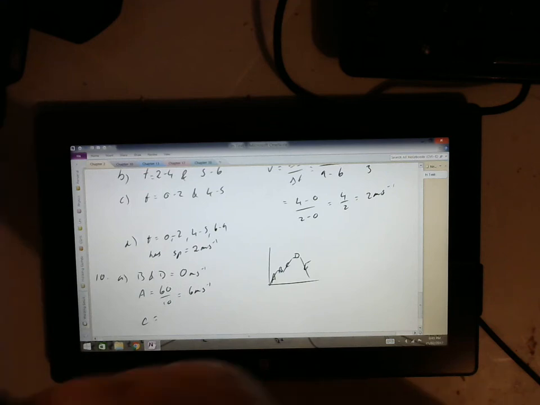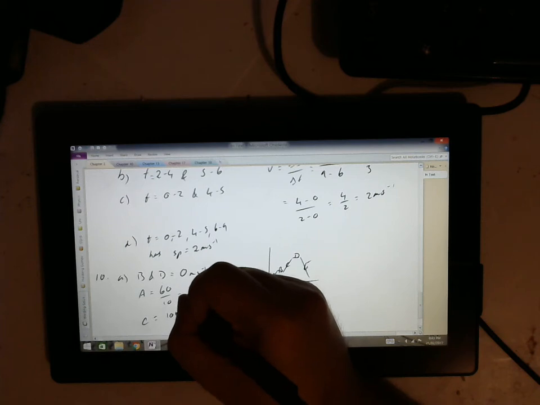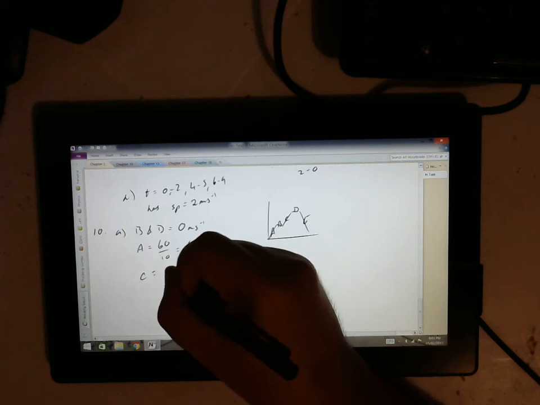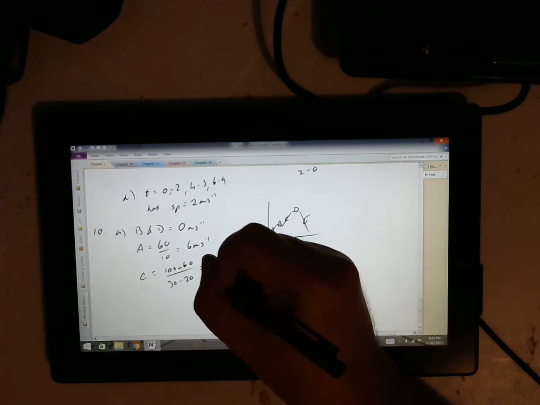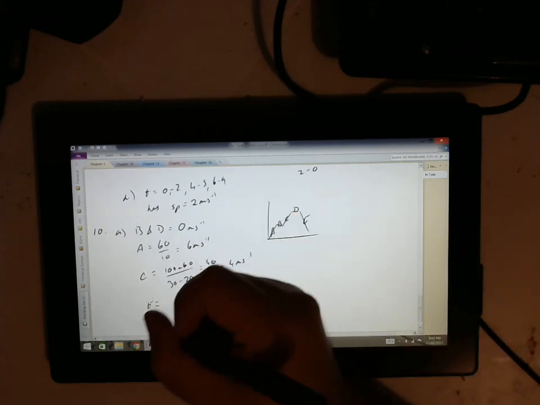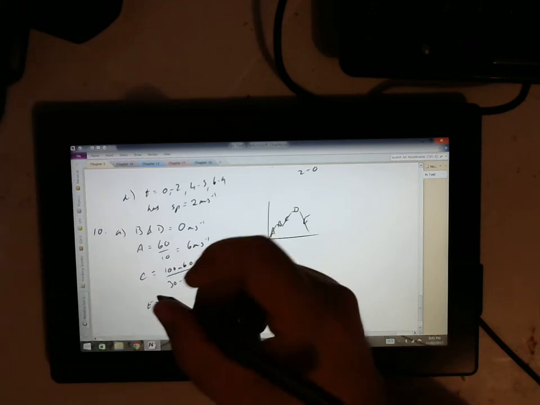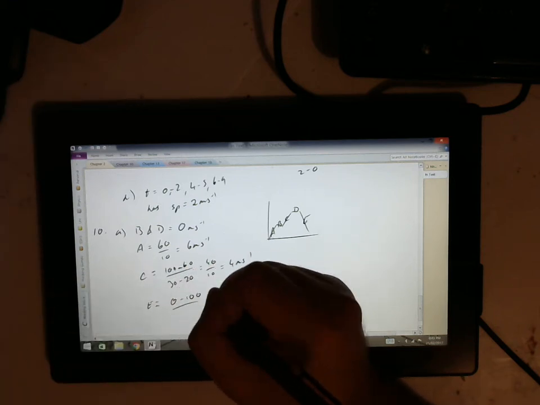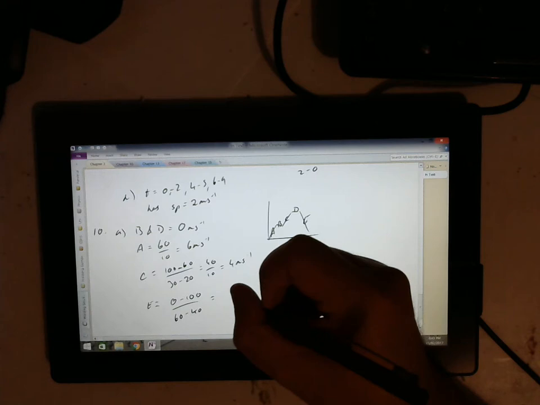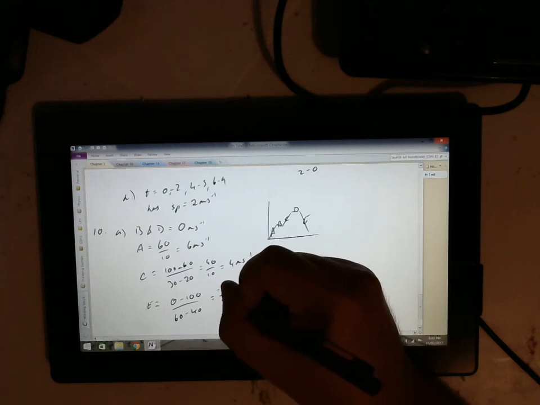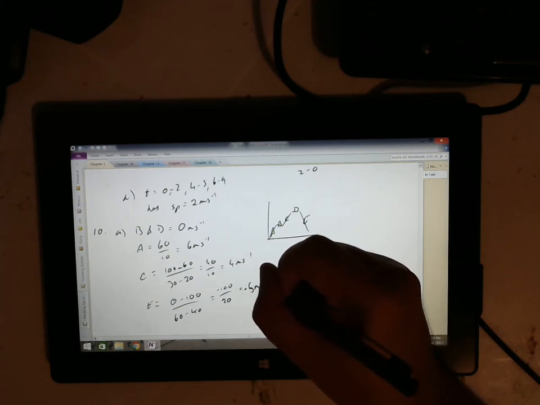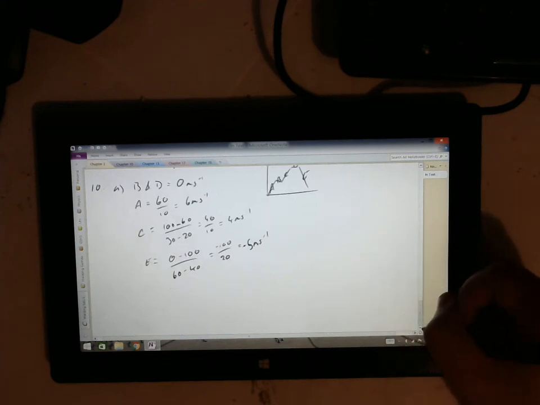So it goes up from 60 to 100. So 100 take away 60 divided by 30 take away 20 equals 40 over 10 equals 4 meters per second. And then the last section E, we start at 100, we go down to 0, so it's going to be 0 take away 100, and the time it takes is from 40 seconds down to 60 seconds, so 60 take away 40 equals negative 100 over 20 would equal negative 5 meters per second. Alright, so they're all the individual sections.